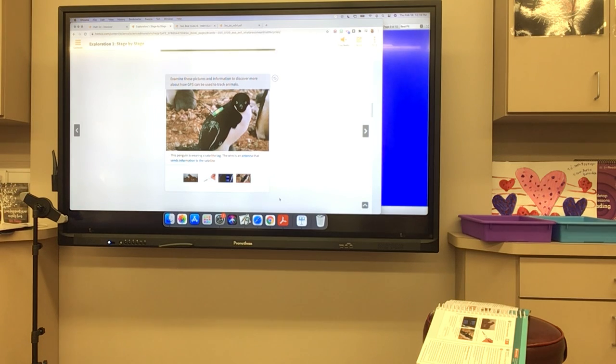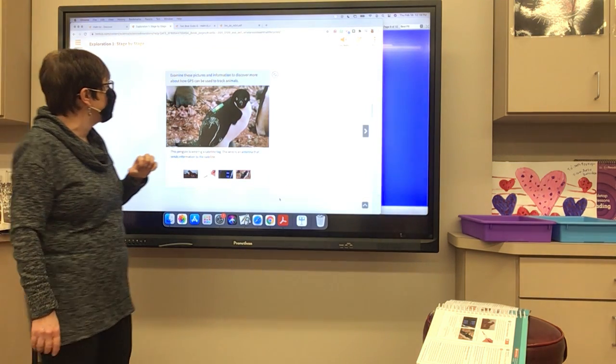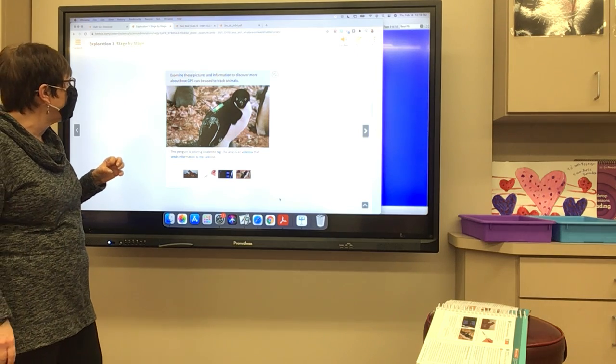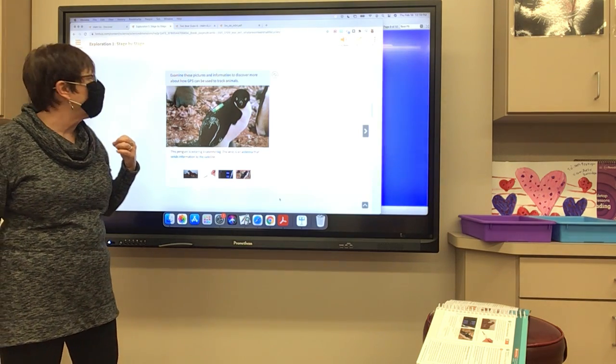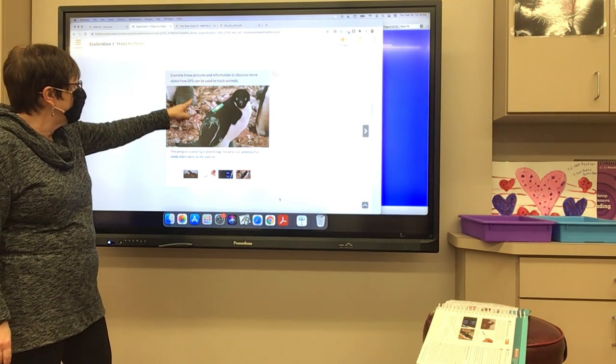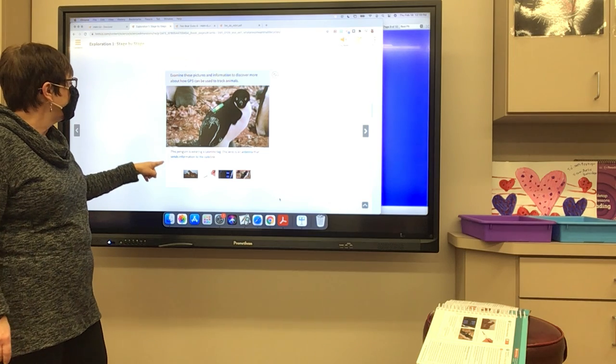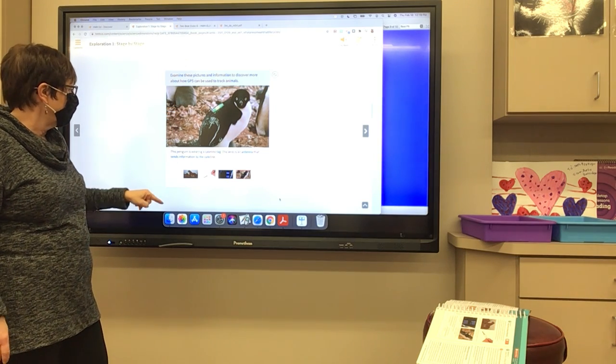Now, it says here, examine these pictures and information to discover more about how GPS can be used to track animals. This penguin is wearing a satellite tag. Do you see it, boys and girls? The wire is an antenna that sends information to the satellite.